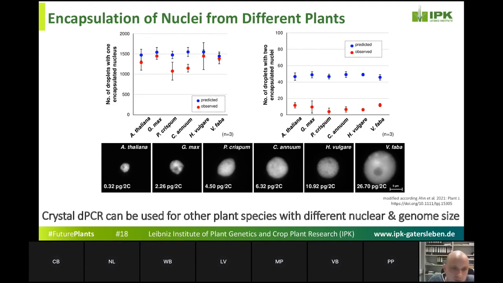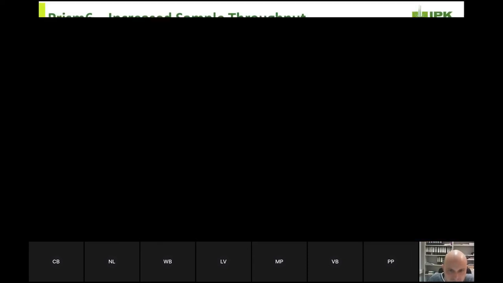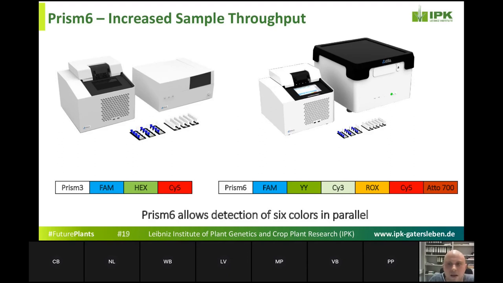And when we did encapsulation experiment, similar to barley, roughly 40% of the nuclei got successfully encapsulated. And similar as the observation which we had for barley, also the number of droplets that contained more than a single nucleus were actually lower than expected. So this tells us that our system can be actually used for nuclei with different DNA and with different genome size. And finally, I would like to show you a little bit how we continue.